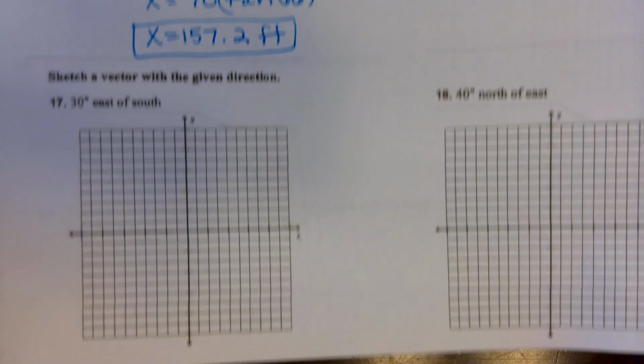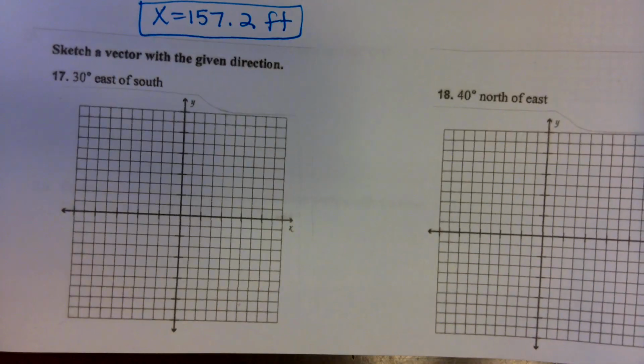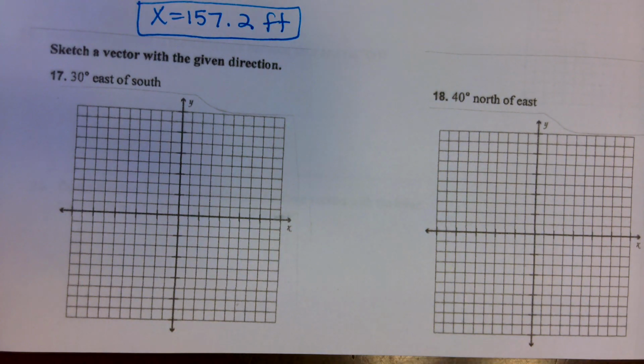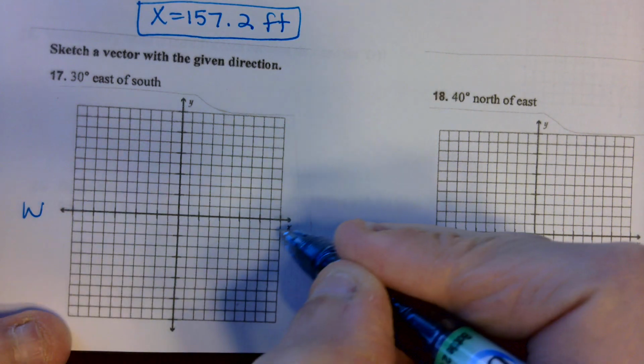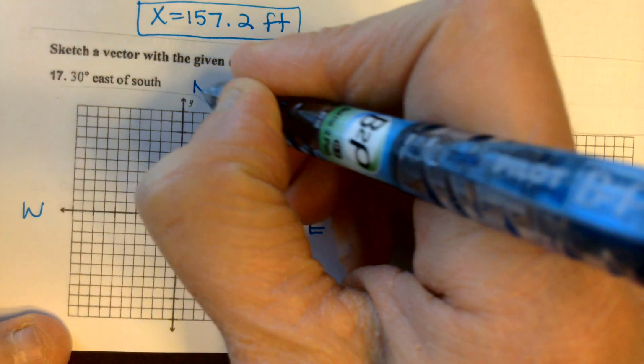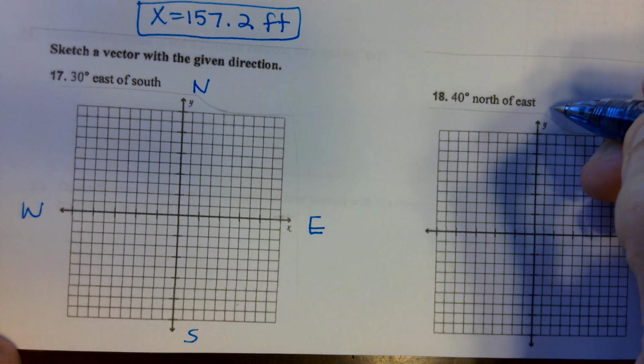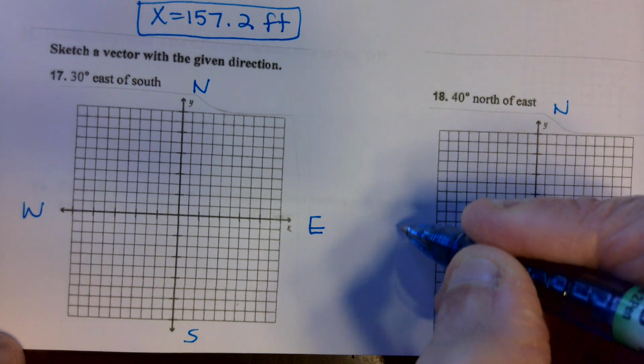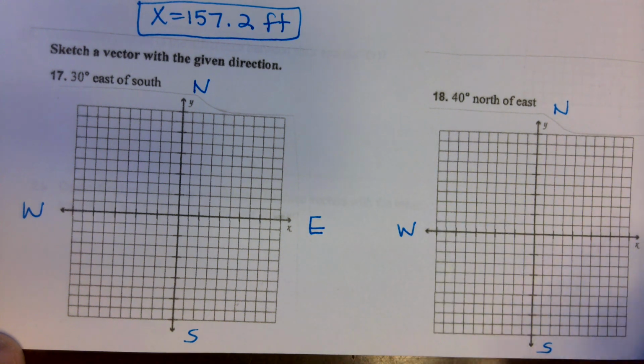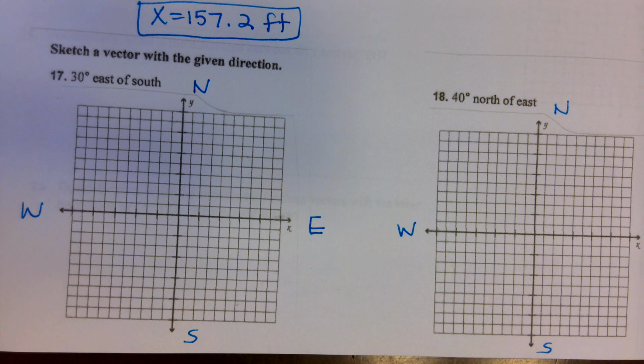All right, sketch a vector 30 degrees east of south. First thing you do on these, class, put your north, south, east, west. Remember, west and east spell we. And north is always up and south is down. So always put those on there. Just, let's go over here and do it right away. North, south, we.